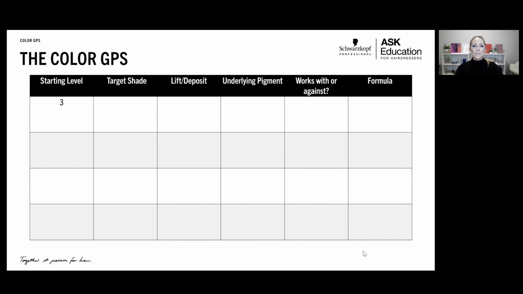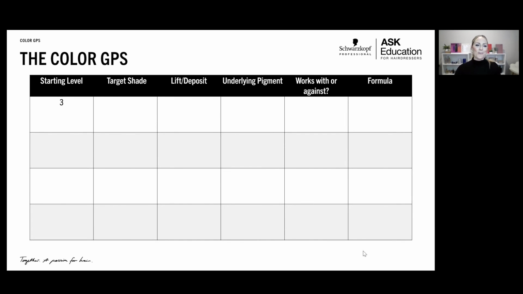Okay, we are going to finish our presentation today in Color GPS by putting everything together that we talked about today with some formulas. So the first thing we have here, you can see I have the starting level. Then we're going to give a target shade, right? We need to then know, are we lifting or are we depositing? What is the underlying pigment at that target shade? And does it work with us or against us? And with all of that knowledge, we will choose our formula, right?